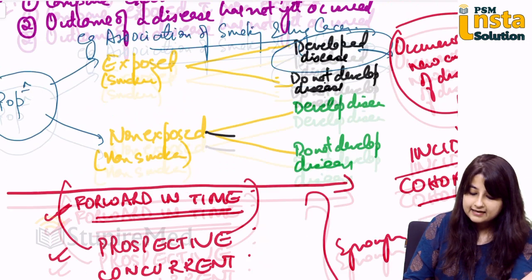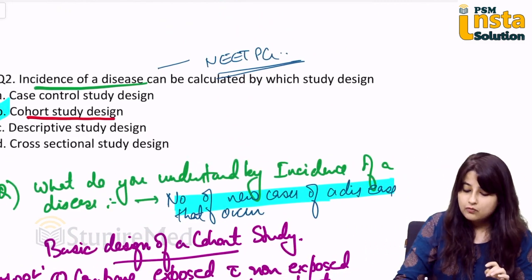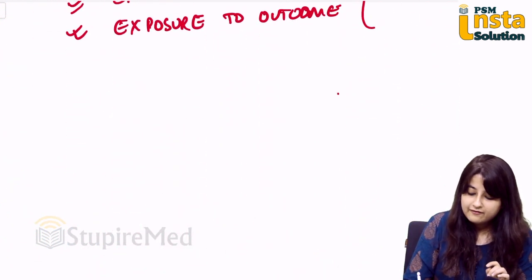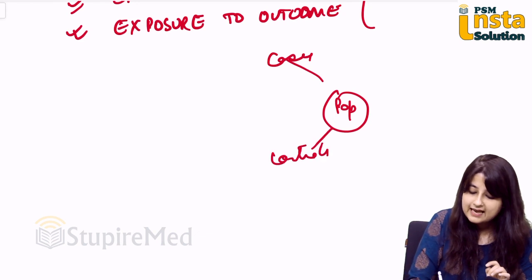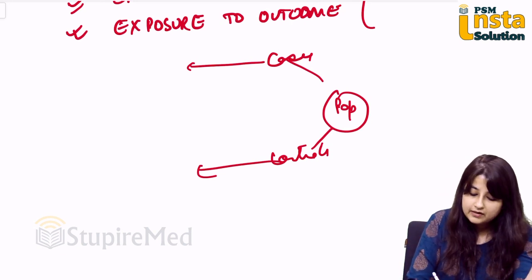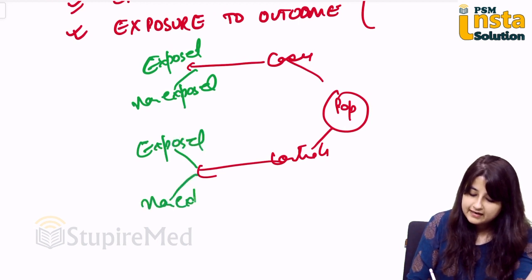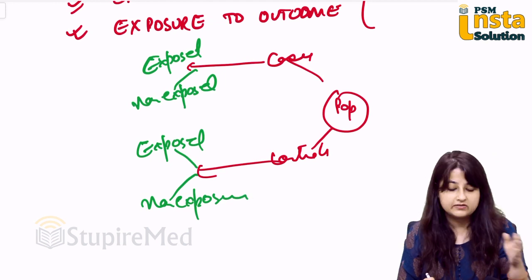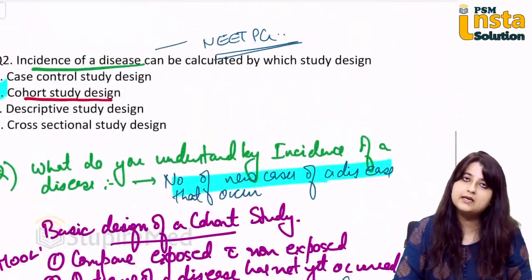If you look at the other options, why cannot it be a case control study? Because in a case control study, you have a population, you divide it into cases and controls, and you go back in time. That means you use historical data to see how many were exposed and how many were non-exposed. So in a case control, you are finding out the exposure rate, not the incidence. We will understand case control in detail in other questions. So it cannot be a case control.